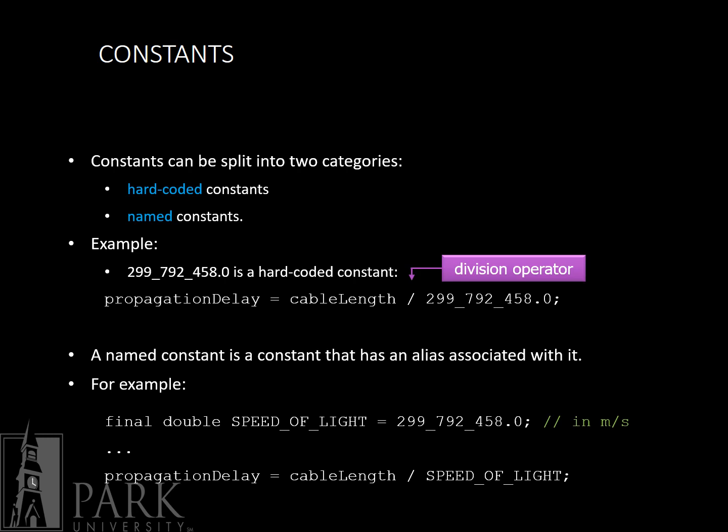So for example, you can see here we have final double SPEED_OF_LIGHT equals this value that we have hard coded up here. So now instead of having to type out that value every time, all we have to do is say speed of light. And notice how the speed of light is capitalized. Part of the naming convention is that named constants are always all caps.